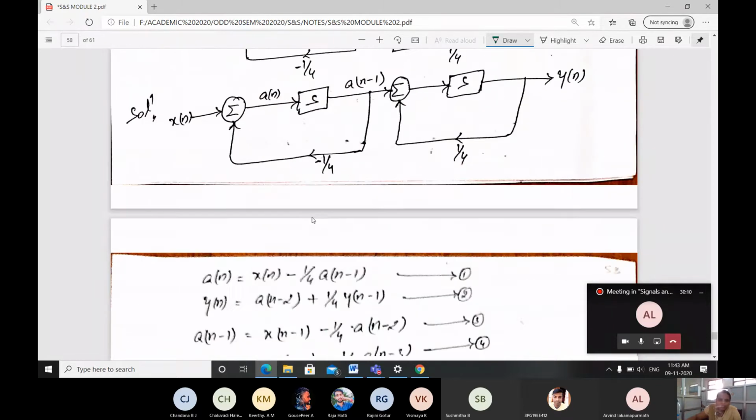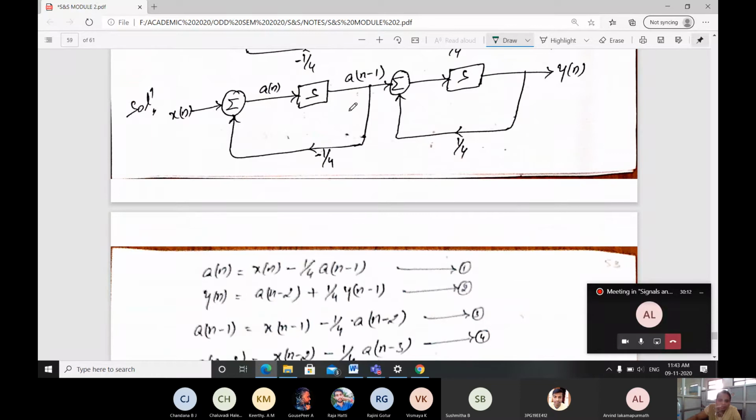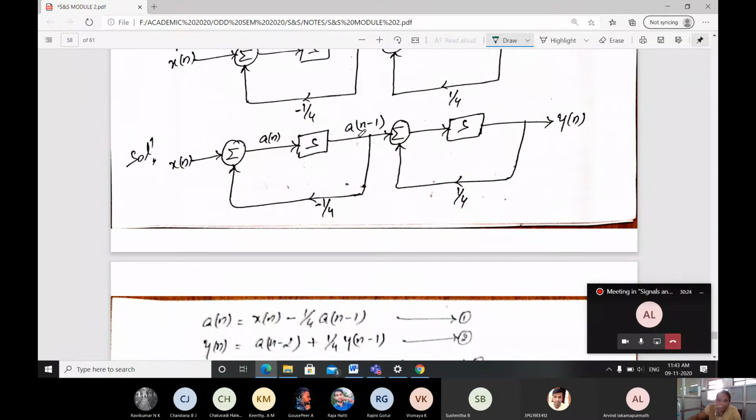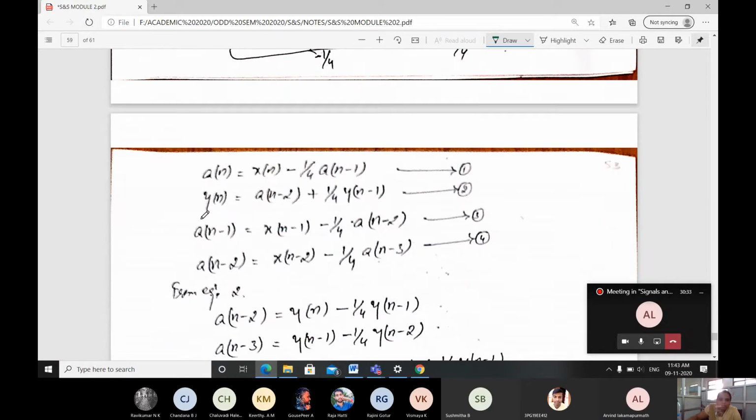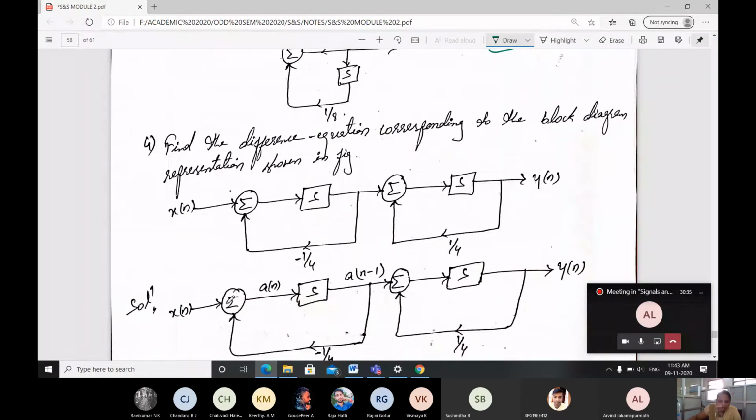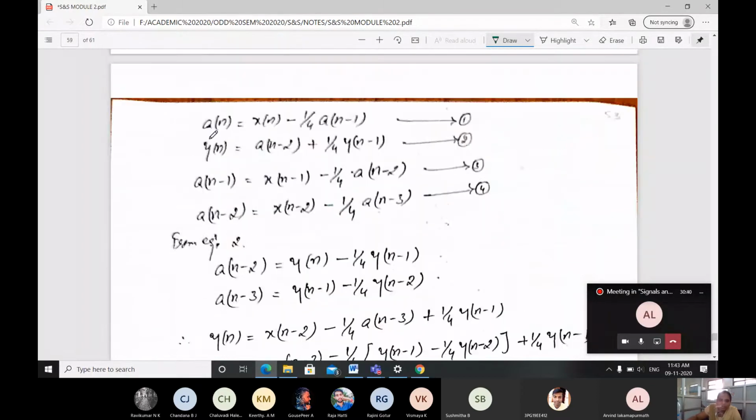Next, a of n is what? Based on the diagram, what can I write? a of n is x of n minus 1 by 4 a of n minus 1. Observe here the output I am getting, a of n minus 1. Then y of n is going to be a of n minus 2, because here you will be getting a of n minus 1. After one more delay you will be getting a of n minus 2, right? Then y of n is equal to, directly it's going directly, a of n minus 2 plus 1 by 4.